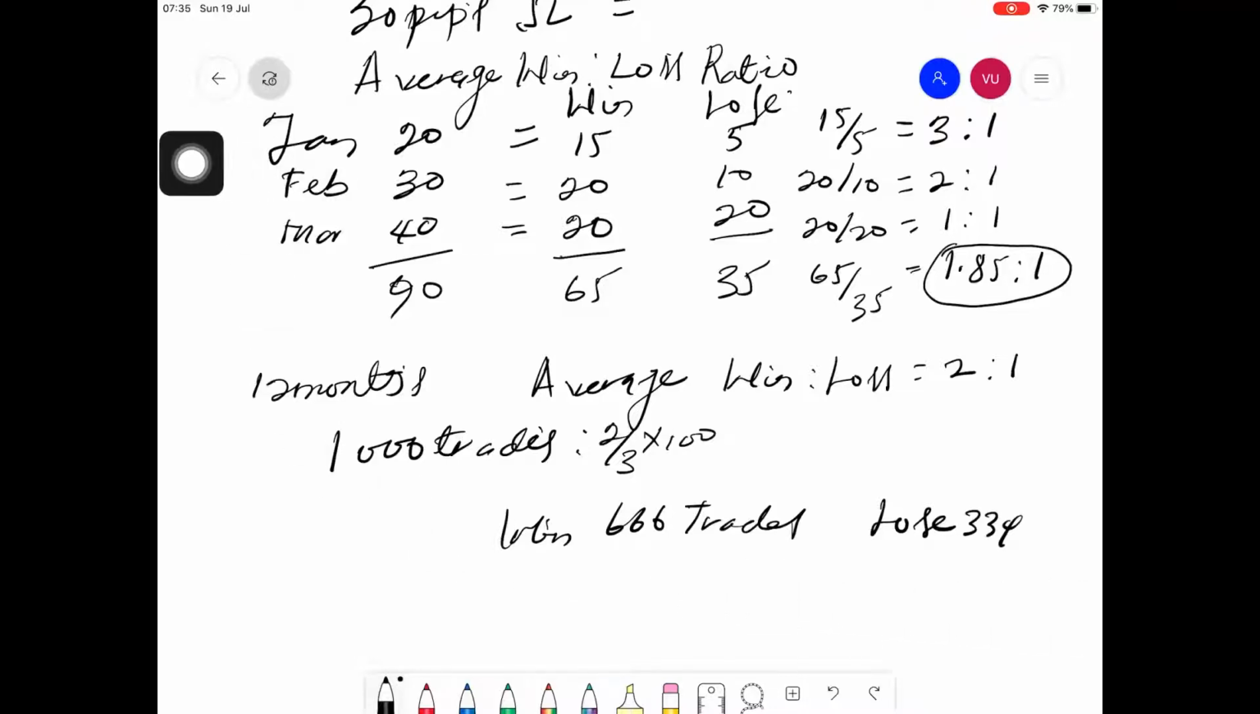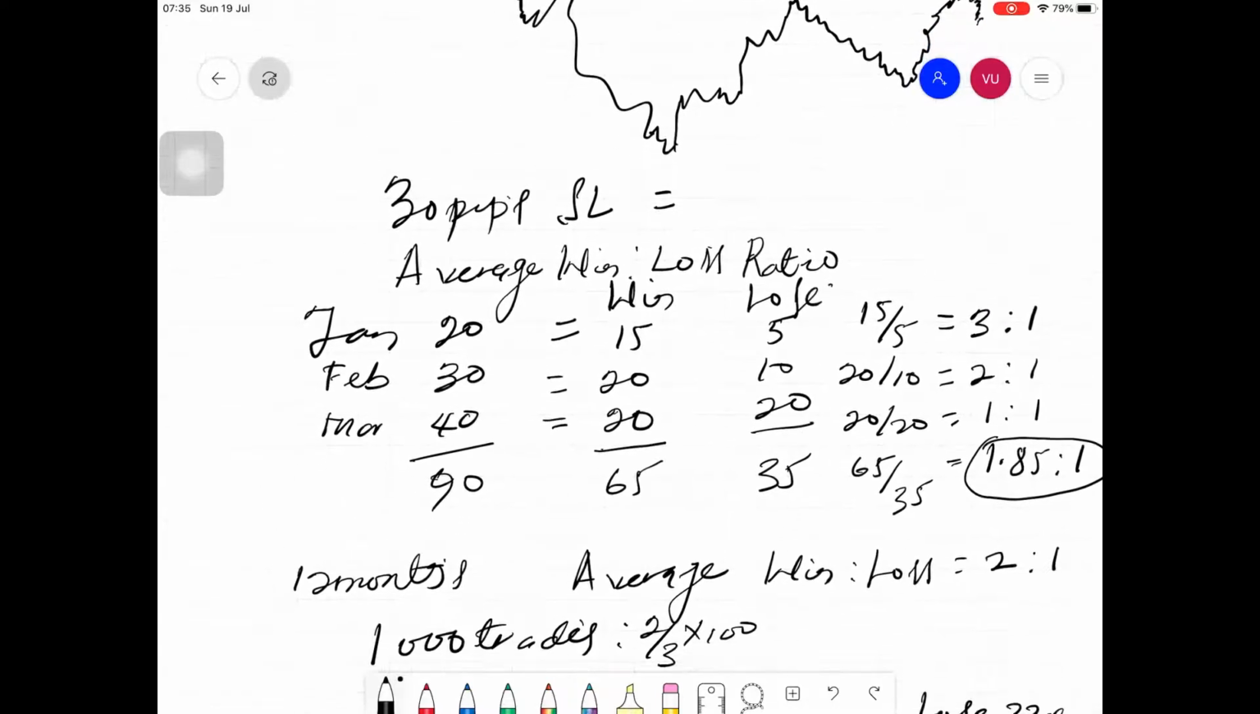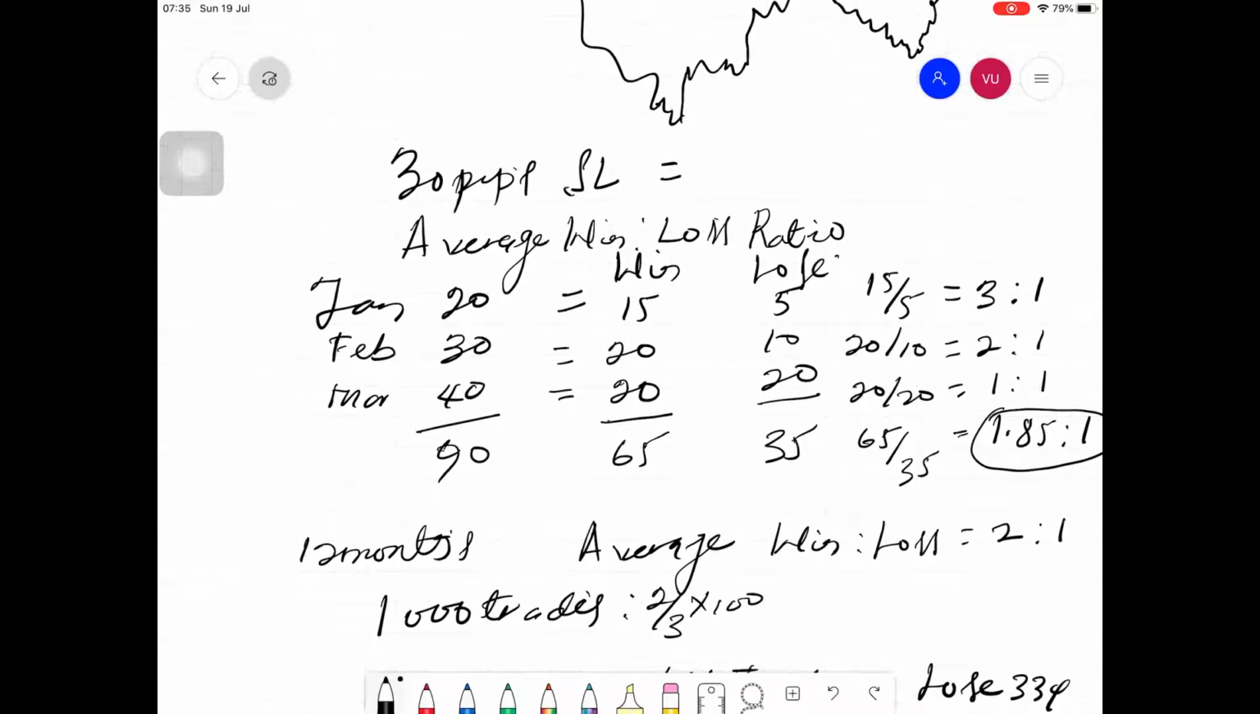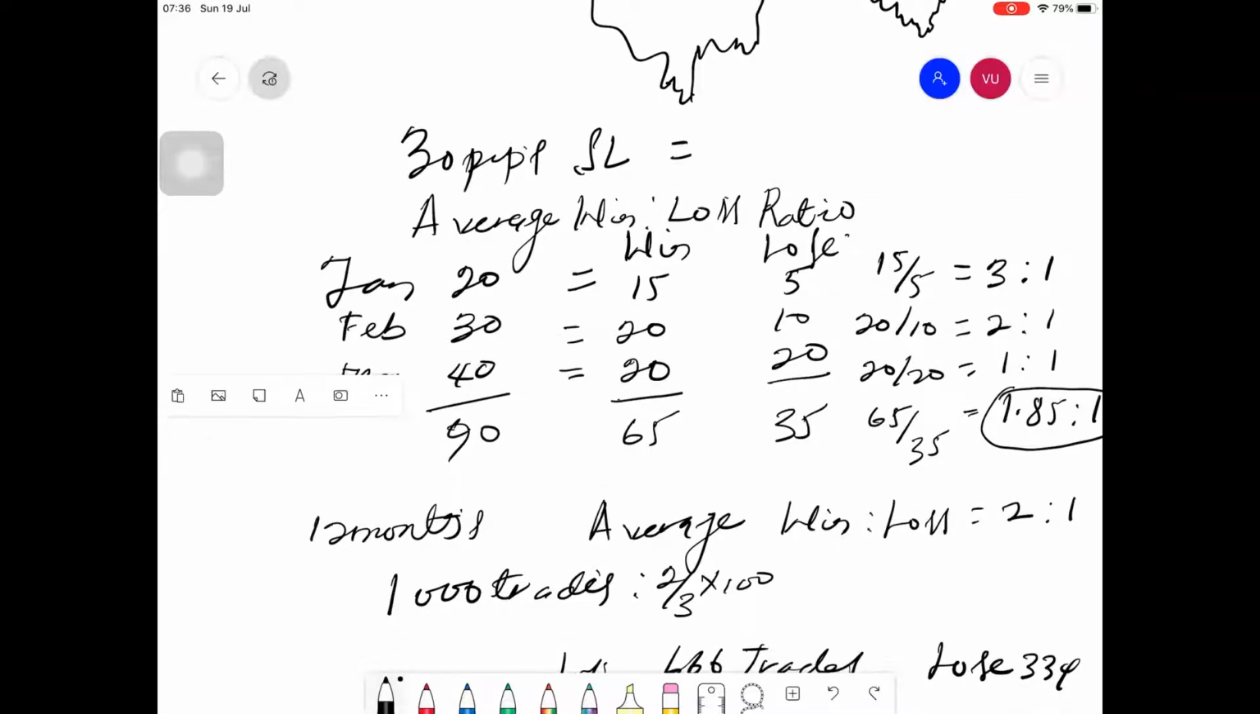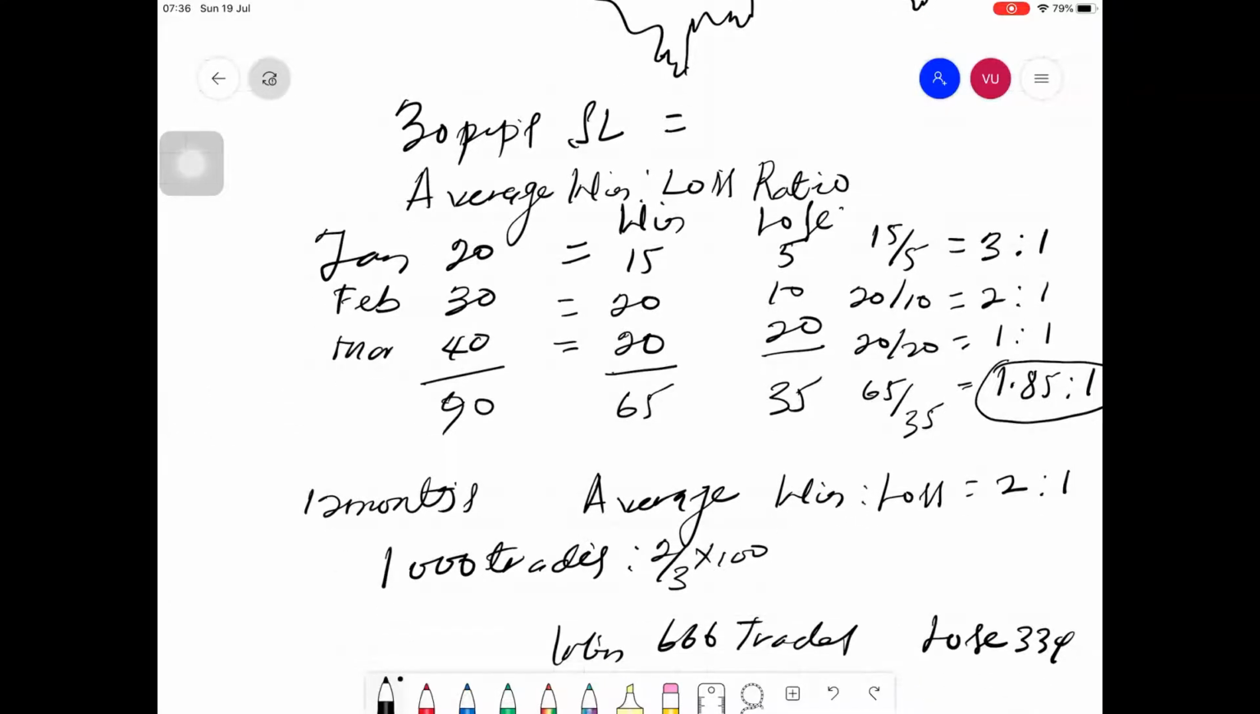Once you get an average statistics on your strategy, you would find that in year one, if it's 2-1, you will find that in year two, you are going to do 2-1. In year three, you're going to be seeing an average of 2-1 every year. So we've sorted out win-loss ratio. That is, out of the number of trades you take, how many do you win, how many do you lose. Now that is number one.